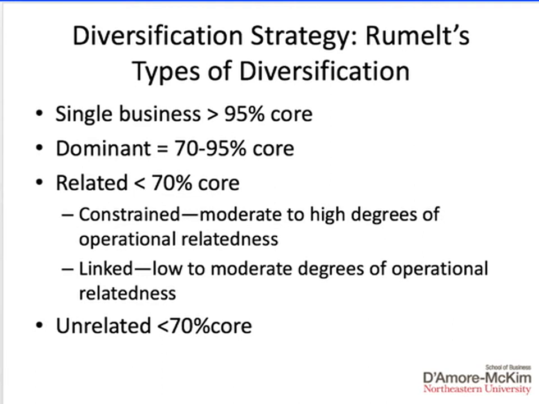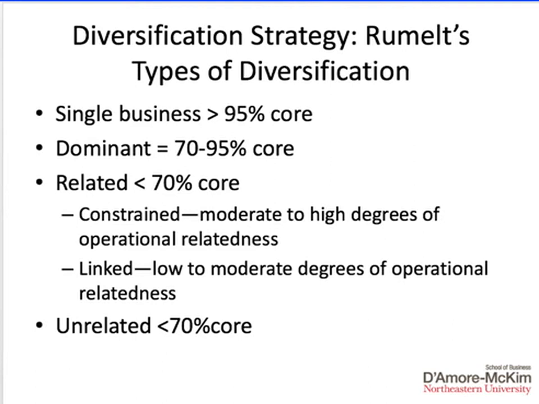A related diversified firm represents a firm where less than 70% of its revenue comes from a single core industry. And within those multiple industries, related means that there is a relatedness in the operations between the businesses. So a related constrained diversified firm represents a firm where there's a moderate to high degree of operational relatedness between its divisions. Here, think of something like Procter & Gamble, where they operate in related divisions because they're related in terms of the value chain stages, which we'll discuss more in a minute.